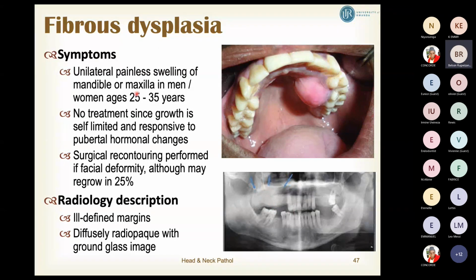Unilateral painless swelling, like the ossifying fibroma, so it is painless in the mandible or maxilla in men. Here there is a predisposition to men, while the ossifying fibroma is usually seen in females. So these are the differences I'm mentioning. There is no treatment, since growth is self-limited and responsive to pubertal hormonal changes. Surgical recontouring is performed if there is facial deformity.